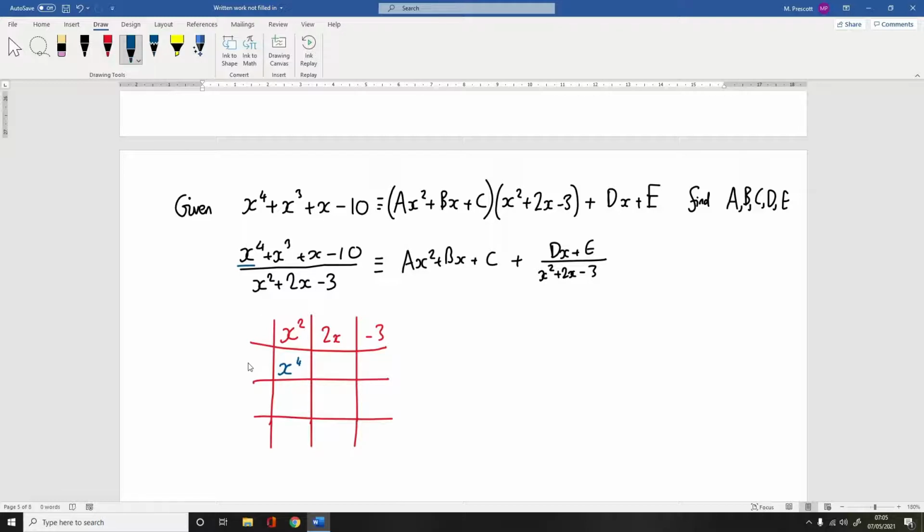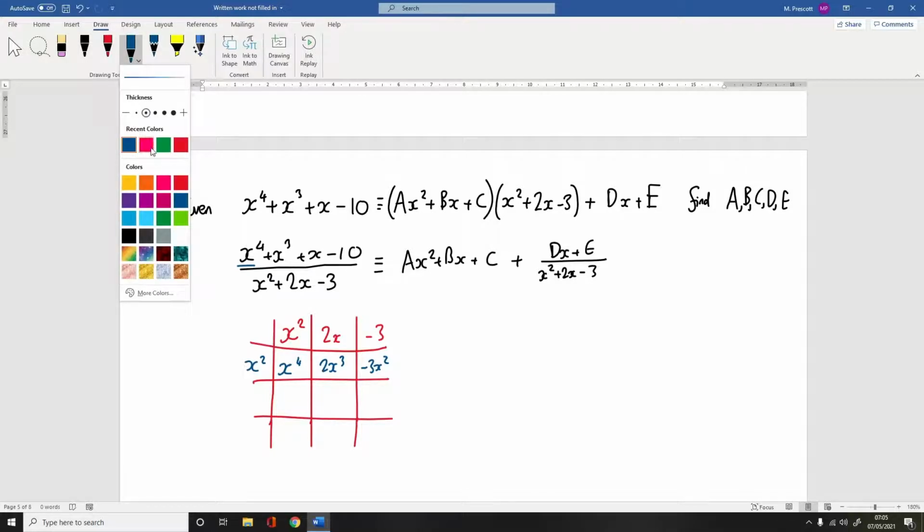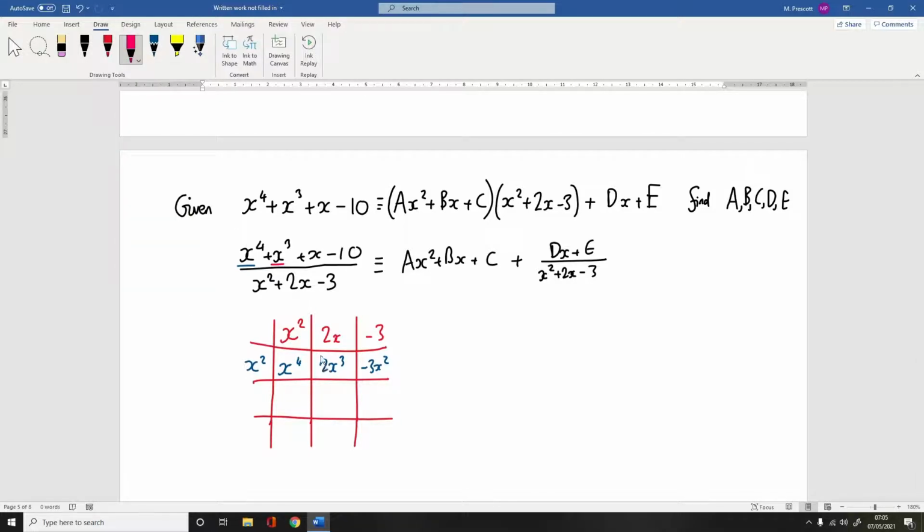Highest power goes in the top left, which means this is x squared, this is 2x cubed, this is minus 3x squared. And then we want to look along diagonals here. We don't want 2x cubed, we want a single x cubed, and this whole diagonal here is going to have to add up to that. So we'll write in minus x cubed to make that happen. We want to get to single x cubed. So this means this is minus x, this is minus 2x squared, this is plus 3x.